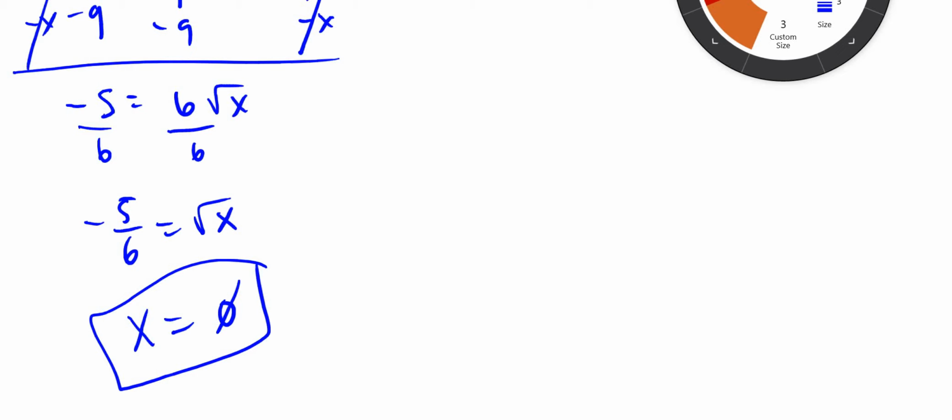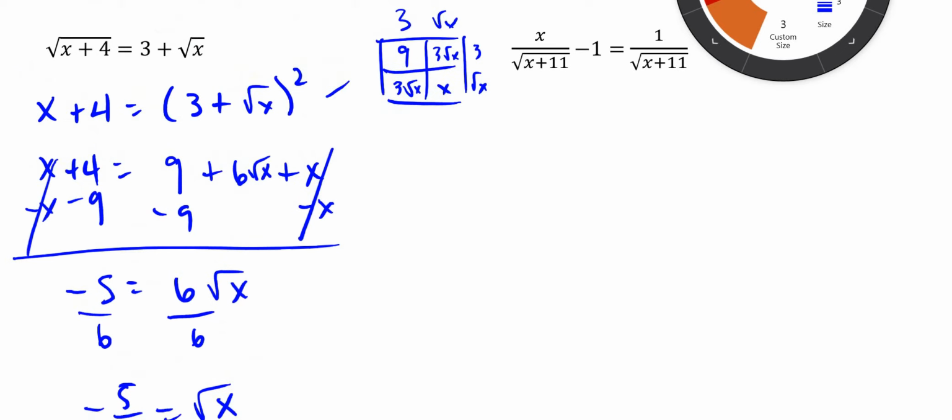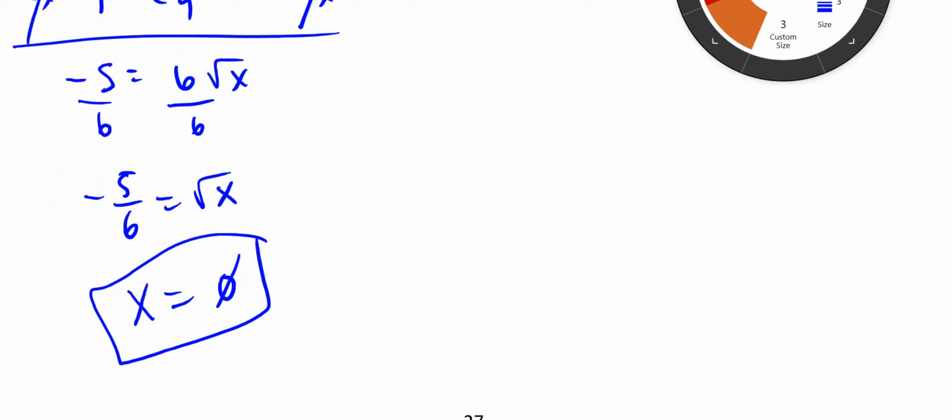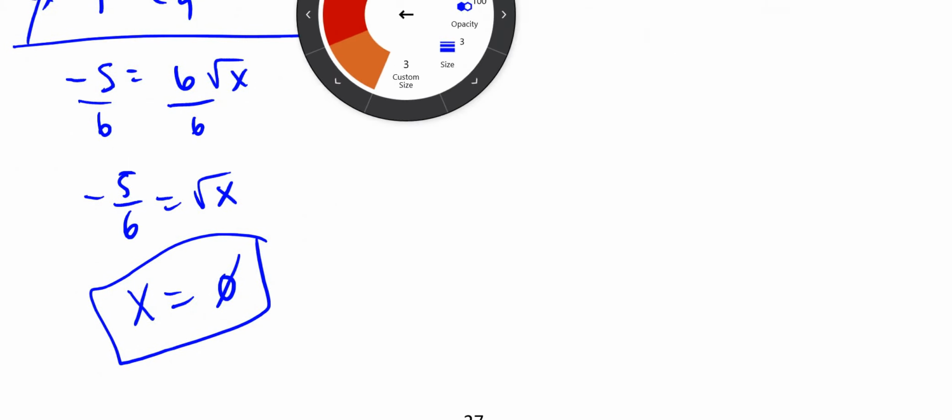But just to check it, I'm going to graph the two sides of my equation. So I'm going to graph the square root of x plus 4 and 3 plus the square root of x. Hit graph, and I will see that these two lines never touch each other. No solution means no points of intersection. So that means we're in good shape. We did the right thing by saying no solution there.